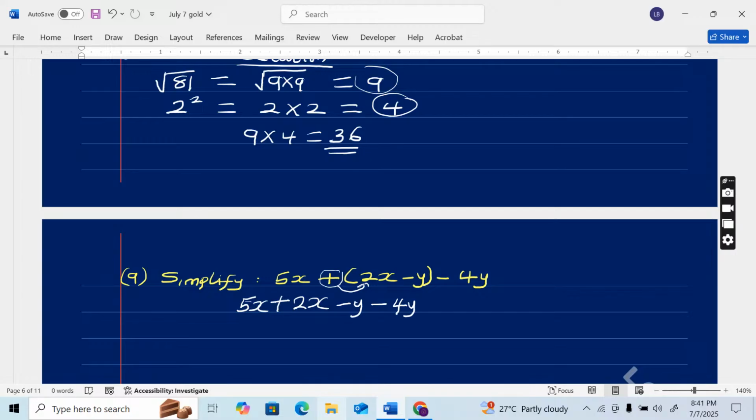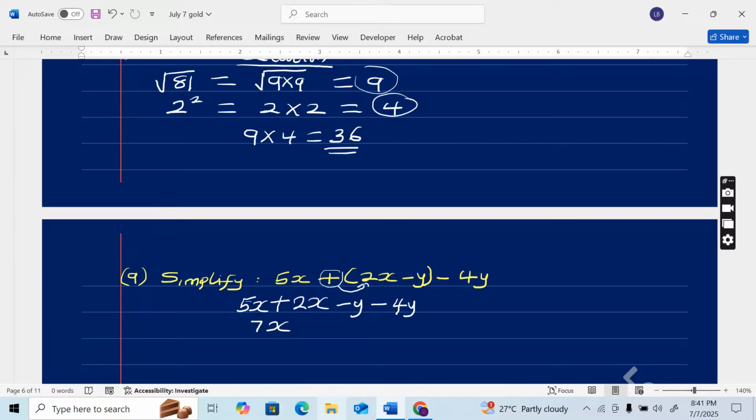So now we are going to collect like terms. 5x and 2x are like terms. Minus y and minus 4y are like terms. So 5x plus 2x will give you 7x. Minus y and minus 4y will give us minus 5y.